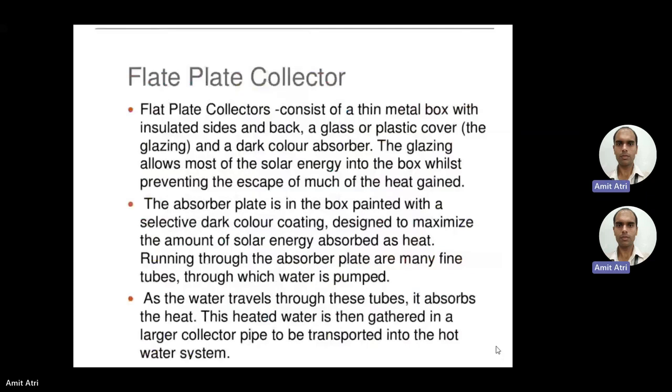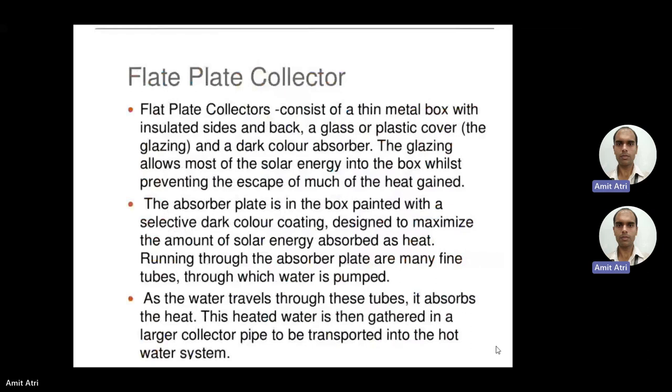Coming back to the construction working point. So they consist of thin metal box with insulated sides and back, a glass or plastic cover, a dark color absorber. The glazing allows most of the solar energy into the box, thus preventing the escape of much of the heat gained. Yes, that should also be our priority because heat we are collecting. But what if we cannot store it? It will be leaked back to the environment. So our collector will not be much useful in that case.